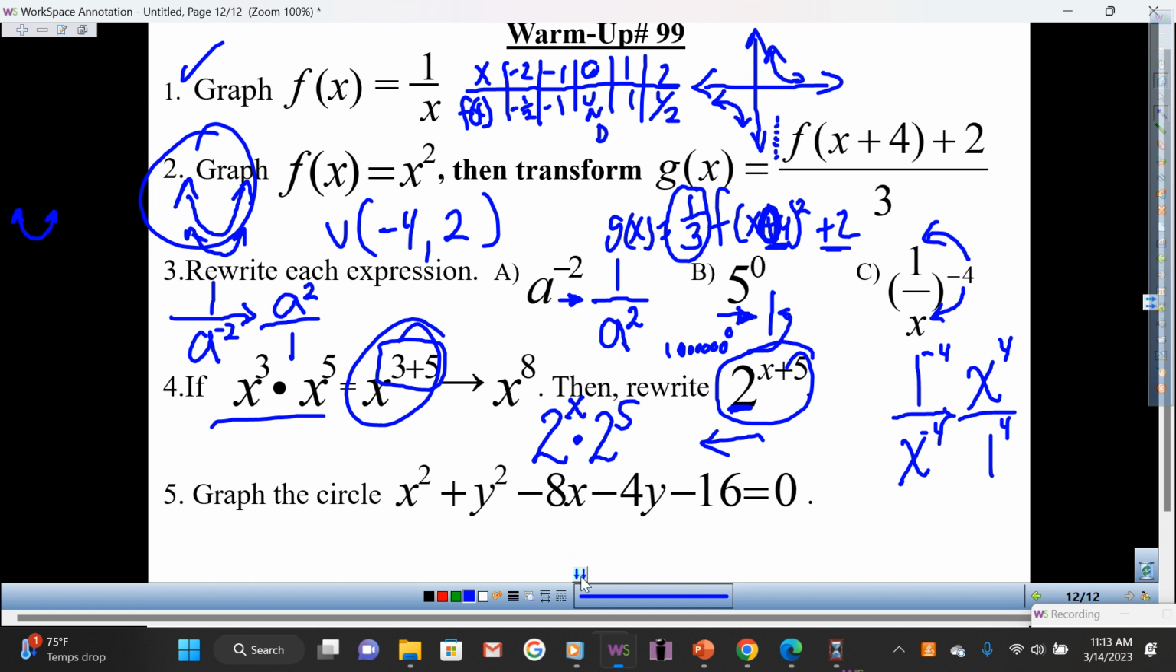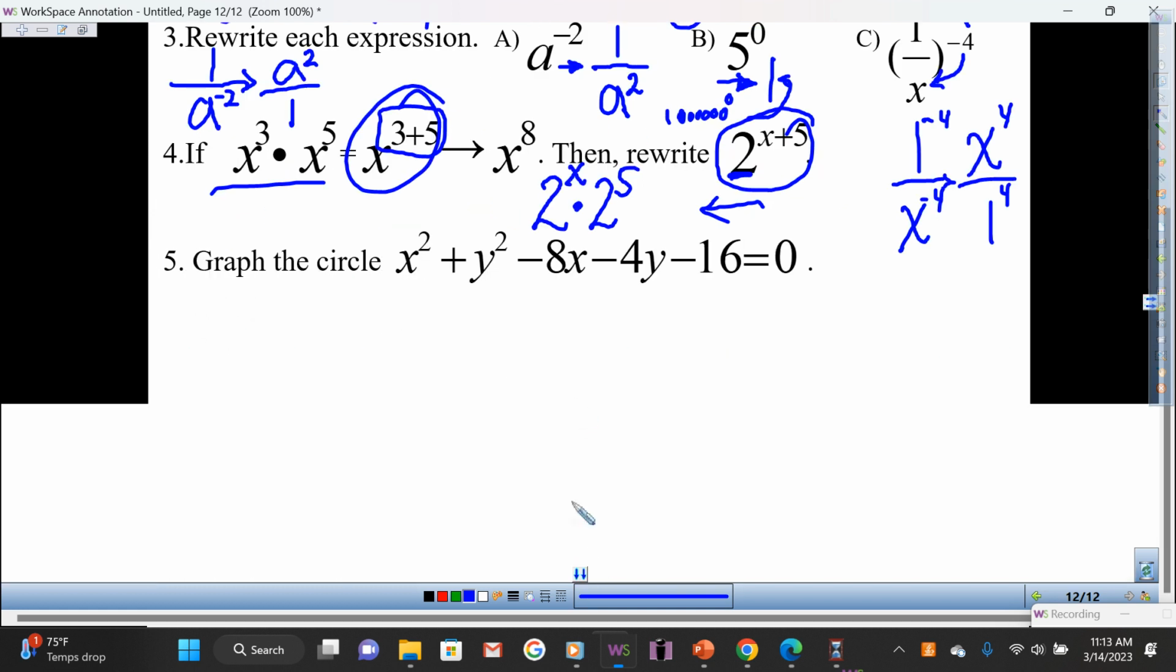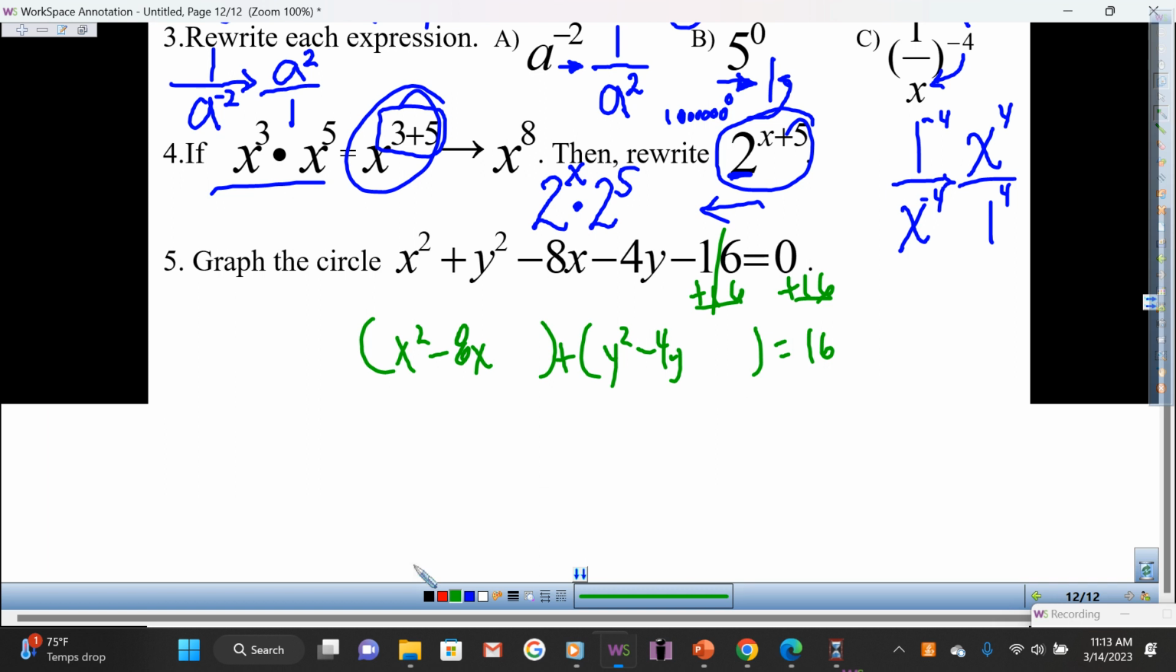All right. And last but not least, number 5. Graph the circle. Look at it. What do I do? Help me out. Briseida, get us started. Add 16. Group the x's together. X squared minus 8x, empty space. Y squared minus 4y, empty space, equals 16. Complete the square. Diego Romo, go.